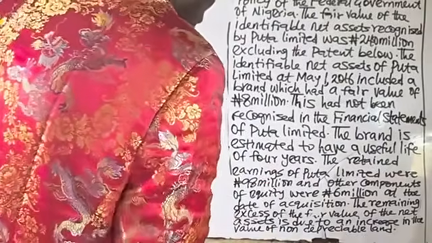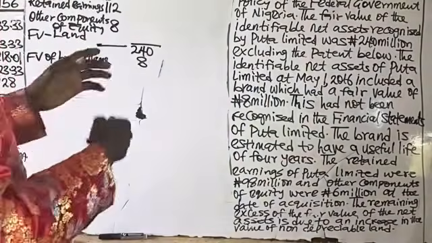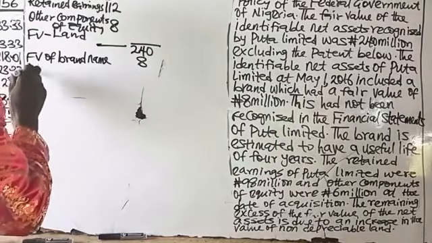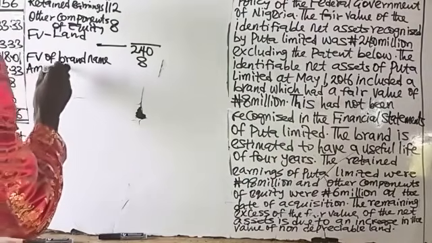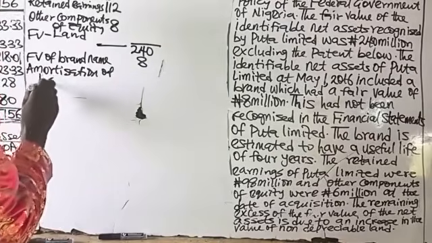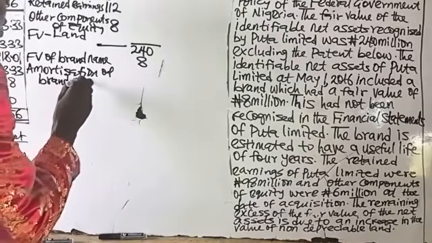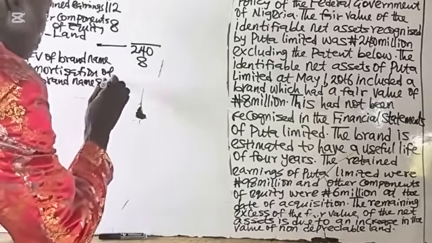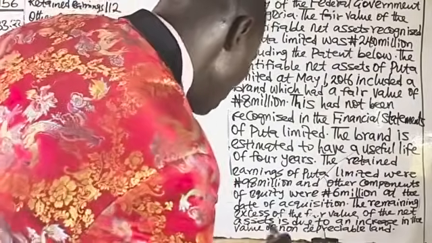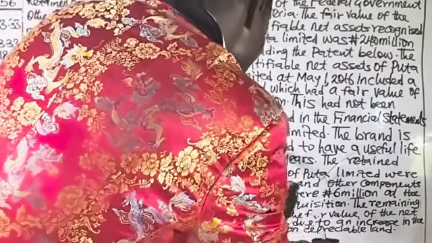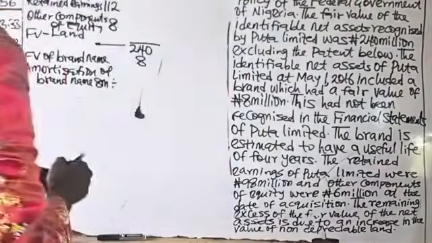The essence of the useful life is for the calculation of the subsequent amortization, which will arise from the date of acquisition to the date of consolidation. Now, let's have the amortization of the brand name. Amortization of brand name, which is 8 million divided by the estimated useful life of the brand, which is 4 years.